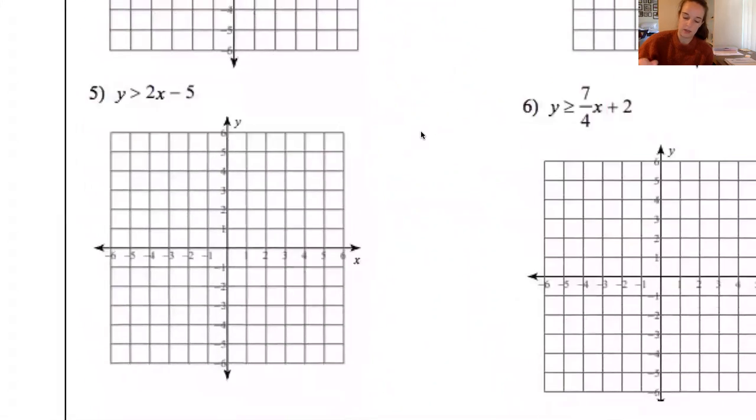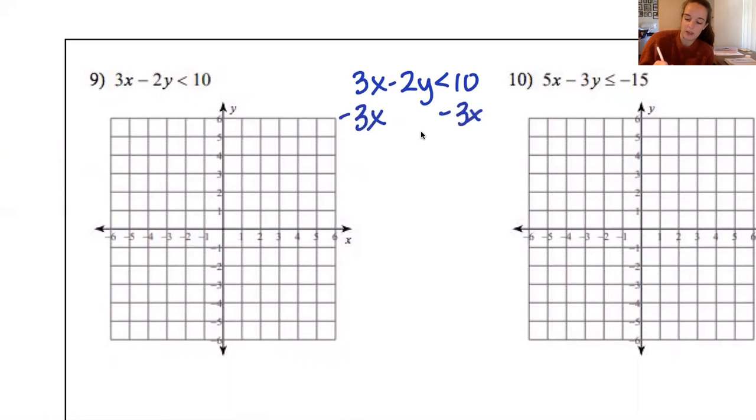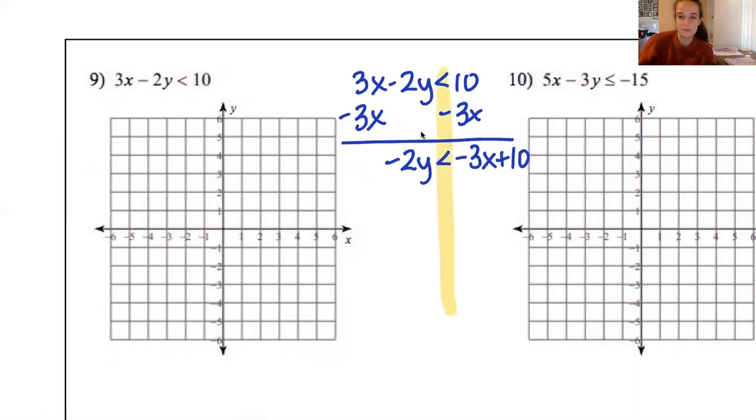I'll go ahead and also do number 9 here. So if you have this one, it's not in y equals mx plus b, so we want to solve that first. I want to get y by itself. So I have 3x minus 2y is less than 10. I'm going to go ahead and subtract 3x to move it to the other side. I have negative 2y is less than negative 3x plus 10. I want to keep this in a straight line here. I'm going to divide everything by negative 2.